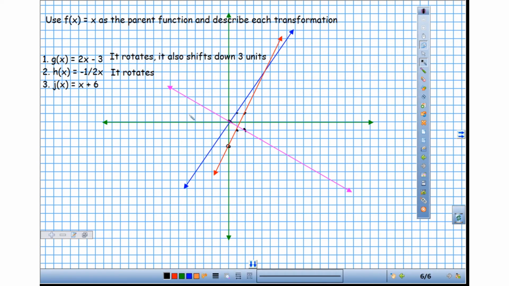All right, our final one is j of x, which is x plus 6. So I'm going to start at 6. And I'm going to go up 1 over 1. Let's go ahead and draw that line. And let's use orange this time.